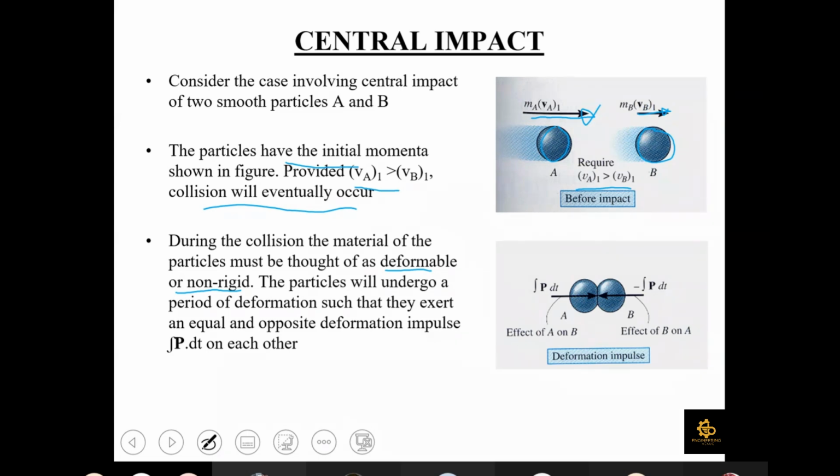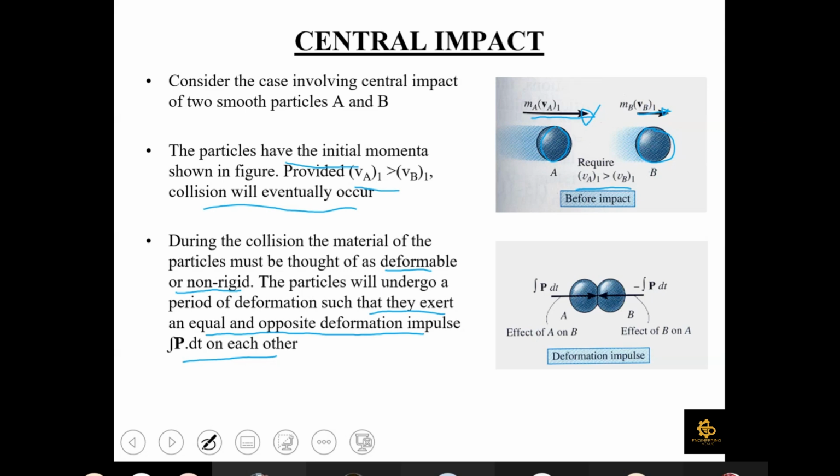So the particles, first of all, will undergo a period of deformation such that they exert an equal and opposite deformation impulse on each other along the line of impact. सबसे पहले क्या होगा? When the collision starts, each particle will exert an equal and opposite deformation impulse on the other particle along the line of impact.